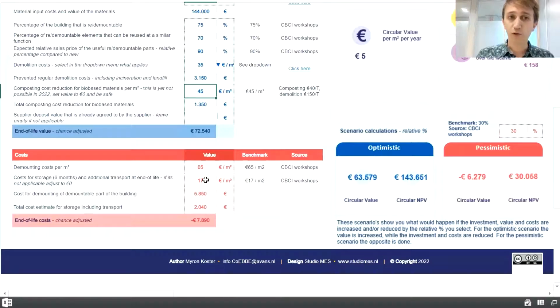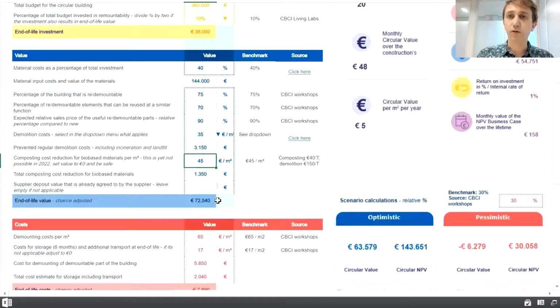And then we have optionally cost for storage. So if you don't have a place in your vicinity to store the materials before they go into another building, they need to be stored and need extra transport. And these costs are about 17 euros per square meter. Then we have cost for demounting of the demountable part of the building and the total cost of storage. And these added together are about 8,000 euros in this case.